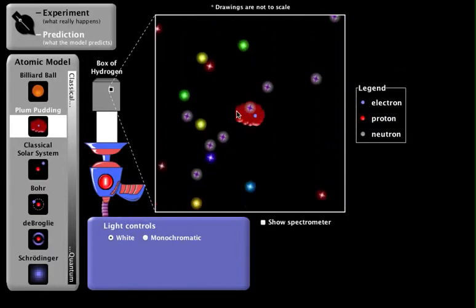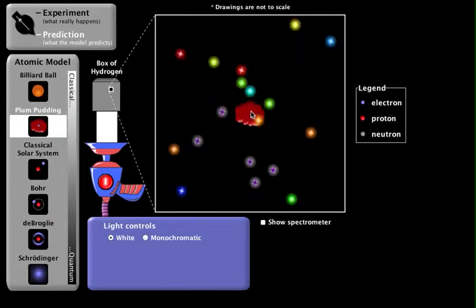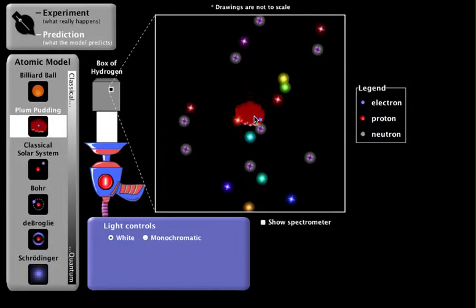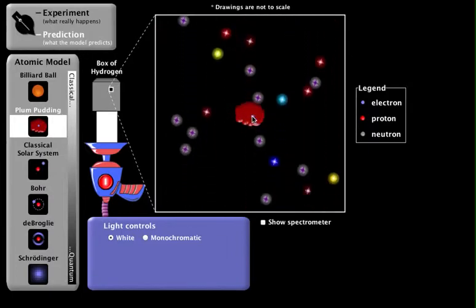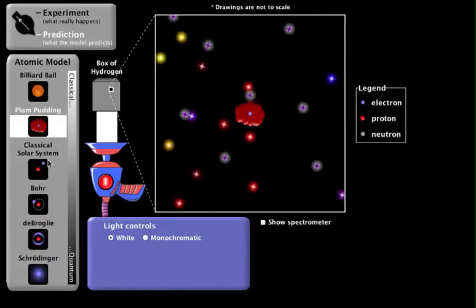He had the atom being an amorphous blob of pudding of positive charge, with these electrons placed in there like little plums placed in the pudding. This model does not work, as we saw from Rutherford's experiments.